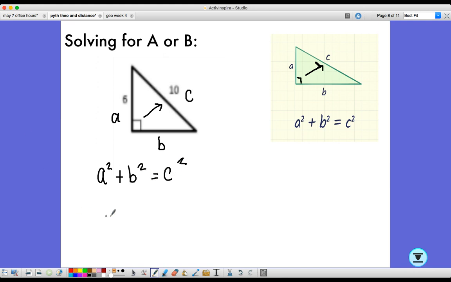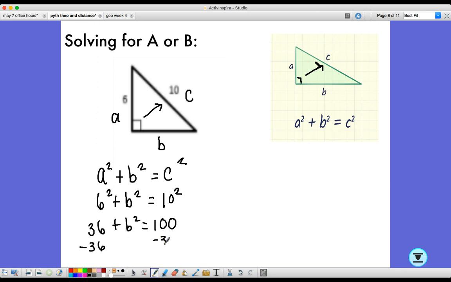And we have A is 6. B we're still trying to figure out. And C is 10. Then we're going to square each of our values. So we have 36 plus B squared equals 100. Now we have to solve for B. I'm going to subtract 36. I'm going to bring it up here. So we have B squared equals 64.